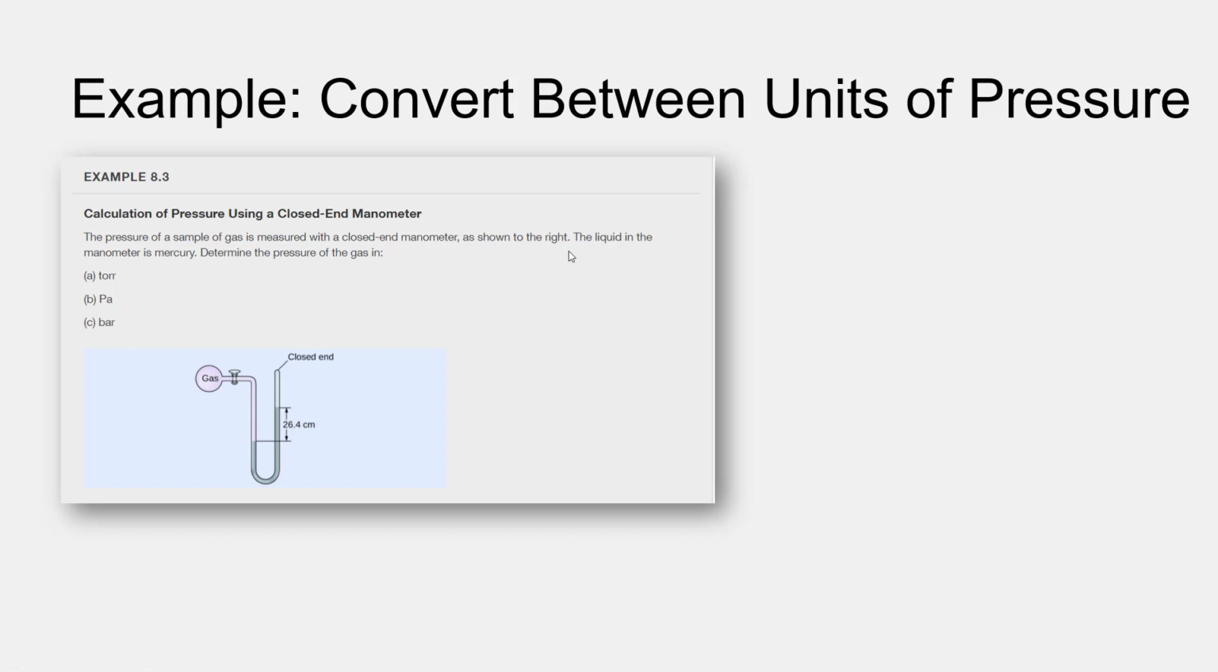So remember your relationships. Torr and millimeters of mercury are equivalent. For pascals, we have 101,325 pascals per atmosphere, which is equivalent to 760 millimeters of mercury. And 1 bar is equivalent to 1 atmosphere, or 1 bar equals 760 millimeters of mercury. So again, this is really straight dimensional analysis. The key thing to recognize is that if your manometer's mercury height raises 26.4 centimeters, that's going to be the pressure of the gas trapped in the sample holder here.